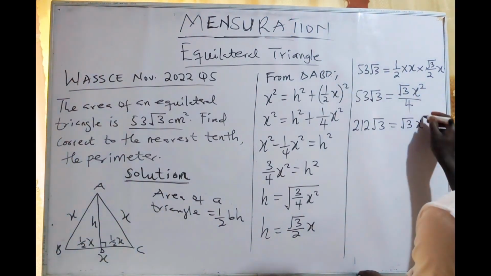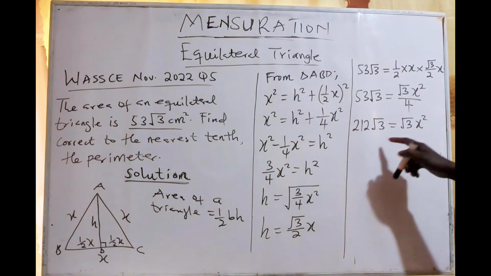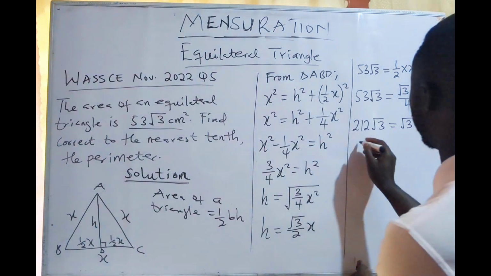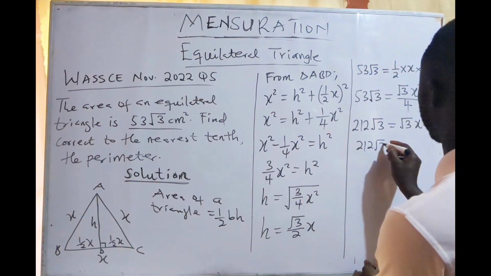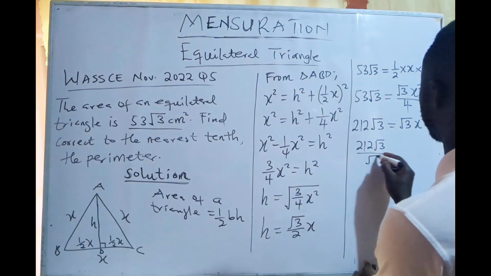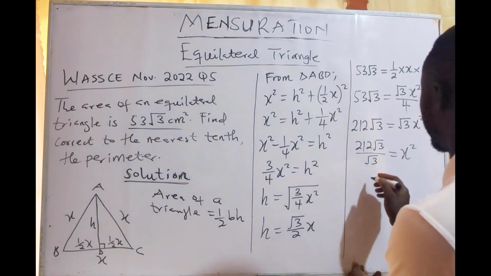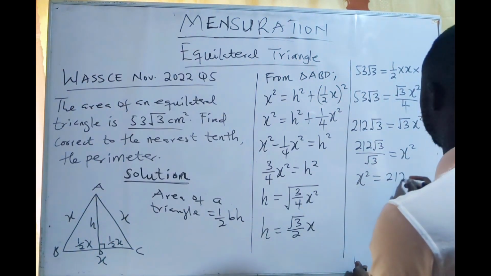root 3 multiplied by our x squared. Then what I can do is divide through by root 3, so that I have 212 root 3 divided by root 3 equal to x squared. So root 3 will cancel root 3, and my x squared is going to be equal to 212.